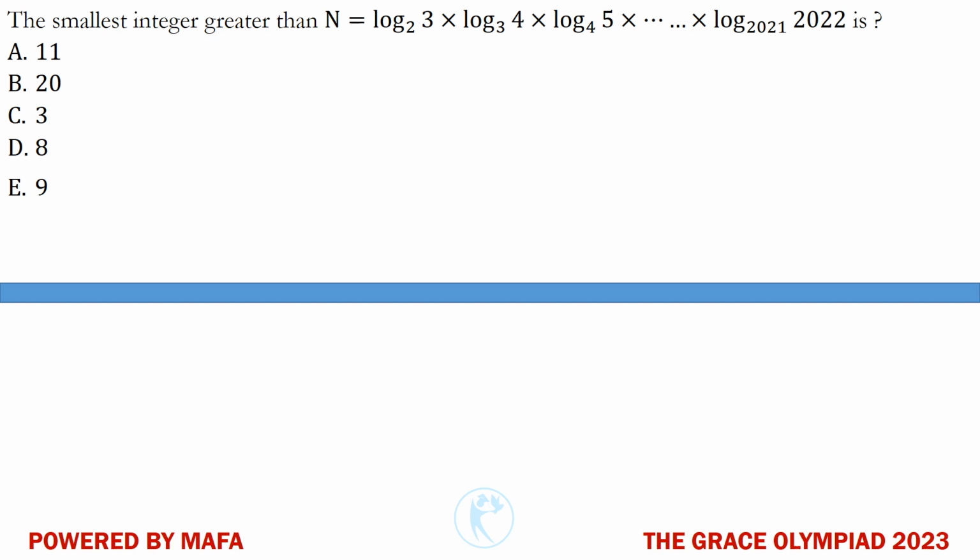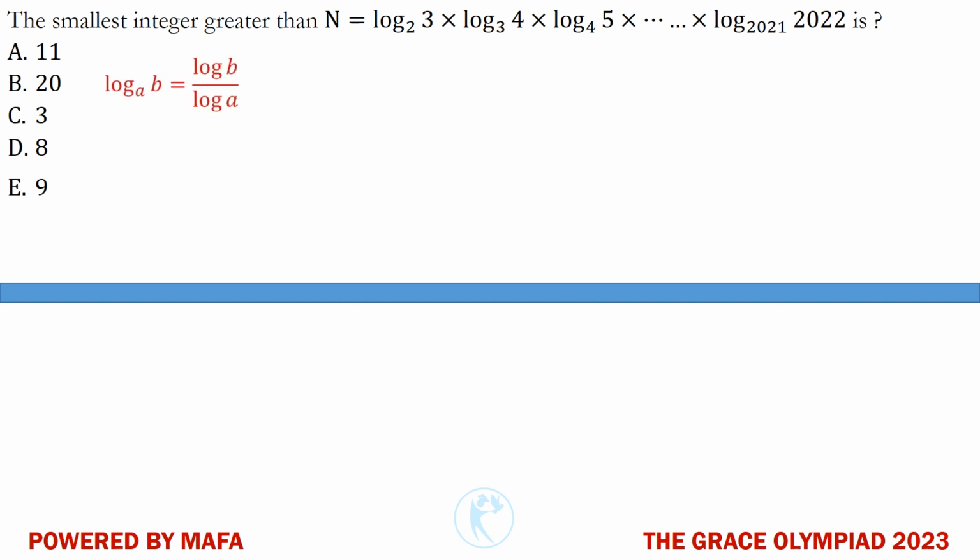Hello guys, this question came in the Grace Academy National Olympiad and it was one of the easiest questions. It was the 30th question for the multiple choice section and it was allocated for 1 point. So the question reads, the smallest integer greater than n, which n is a very nasty product of logarithms, is, we have 5 options, 11, 20, 3, 8 and 9.